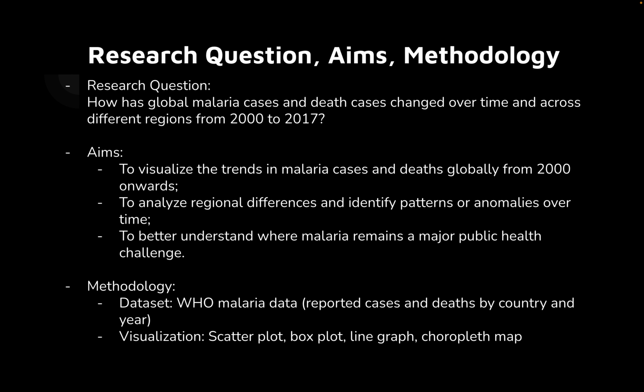Our methodology is that we use a dataset from World Health Organization malaria data, and our visualizations include scatter plot, box plot, line graph, choropleth map to show both the overall trend and regional differences.